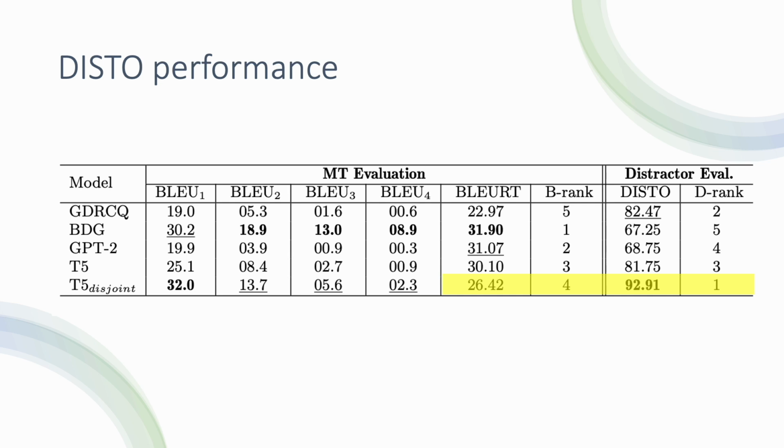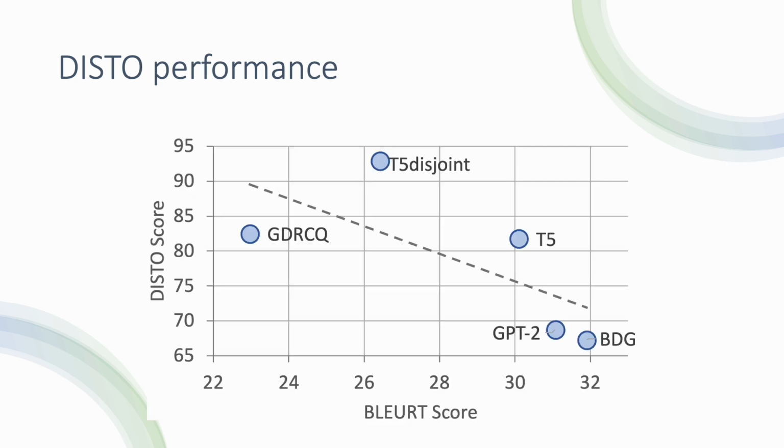So this shows that the relationship between BLEURT scores and DISTO scores seems to be out of whack. To further highlight this point, here's a graph where the y-axis is the DISTO score and the x-axis is the BLEURT score. You can see here that the DISTO and BLEURT scores are actually negatively correlated, meaning that when the BLEURT score is high, the DISTO score tends to be low and vice versa. Thus, it appears that the BLEURT score, which is of course trained for machine translation, is probably not a good way to evaluate distractors.